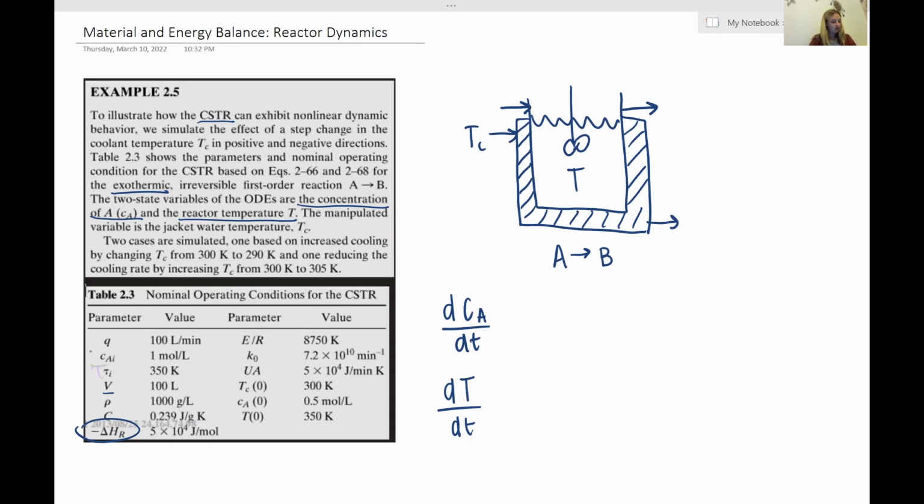Next, moving down, we have the CAI term, and you're probably wondering if that's initial or incoming concentration of A. But if we look over here, we have the CA of 0. So we can assume that one is going to be our initial concentration of A because it shows our initial temperatures inside the tank and of our coolant. So our CAI is going to be the incoming concentration of A.